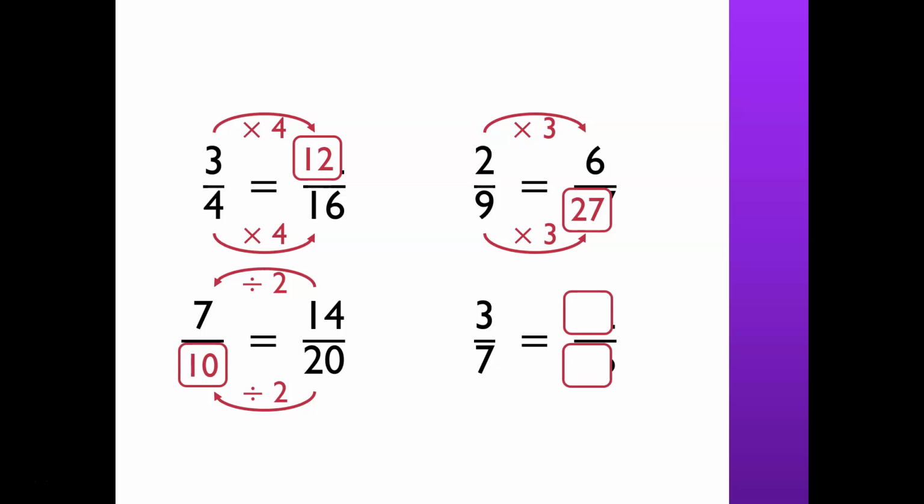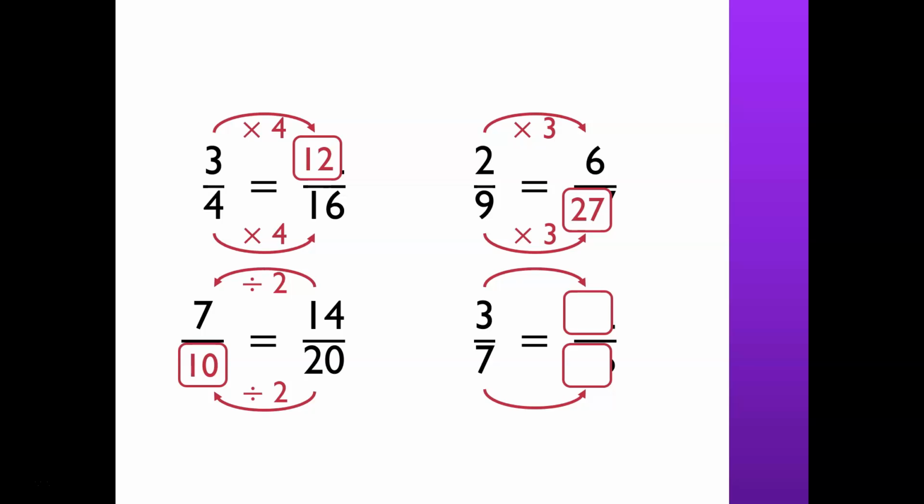In the last example, what could make the equivalent fraction by multiplying the numerator and the denominator by the same number? Well, we could multiply the numerator and the denominator by 2, and that would give us an equivalent fraction of 6/14. But there are lots of equivalent fractions that I could calculate.